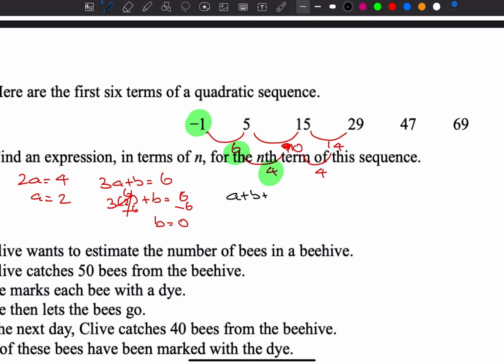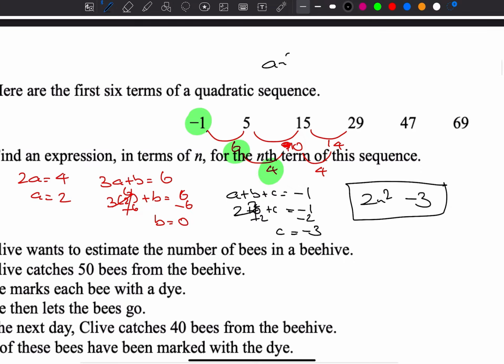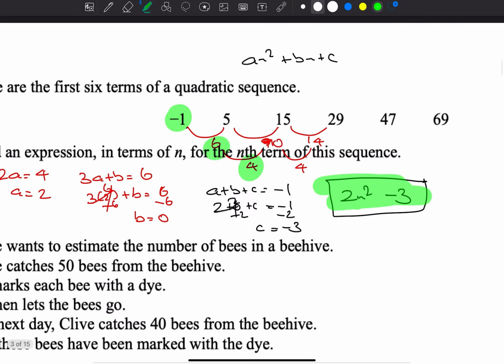A plus b plus c equals what number? Minus 1. A is 2. B is plus 0. Plus c equals minus 1. 2 plus 0 is 2. Take away 2, take away 2 to cancel. C is minus 3. So the formula is an squared, which is 2n squared plus bn, so 0n goes away, minus 3. Okay, the generalized formula is an squared plus bn plus c. That's the generalized formula, yeah? And this is the answer.